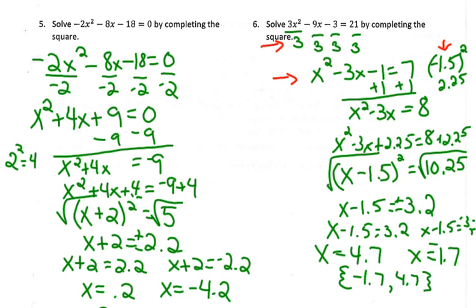Then I factored over here, and again, when you're factoring, it's just the square root of whatever that last term is when you're doing a perfect square trinomial. So x minus 1.5 squared, and then square root of 10.25. Took the square roots, which was plus or minus 3.2, set up my equations, and you should get negative 1.7 and 4.7.